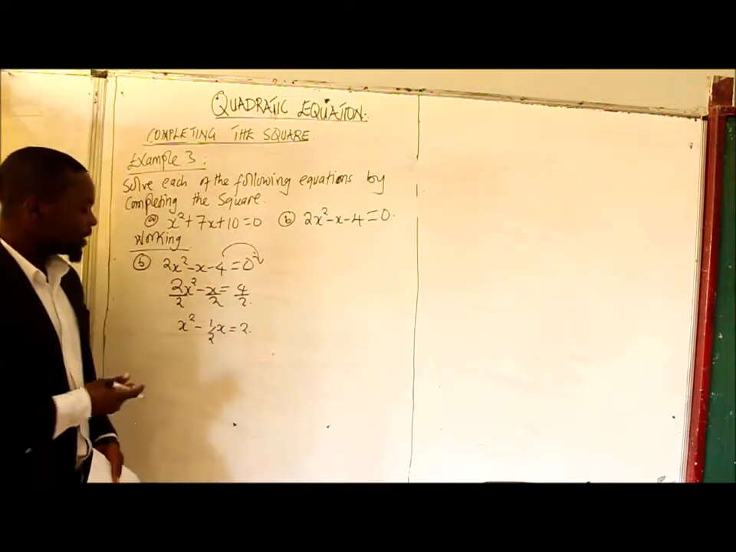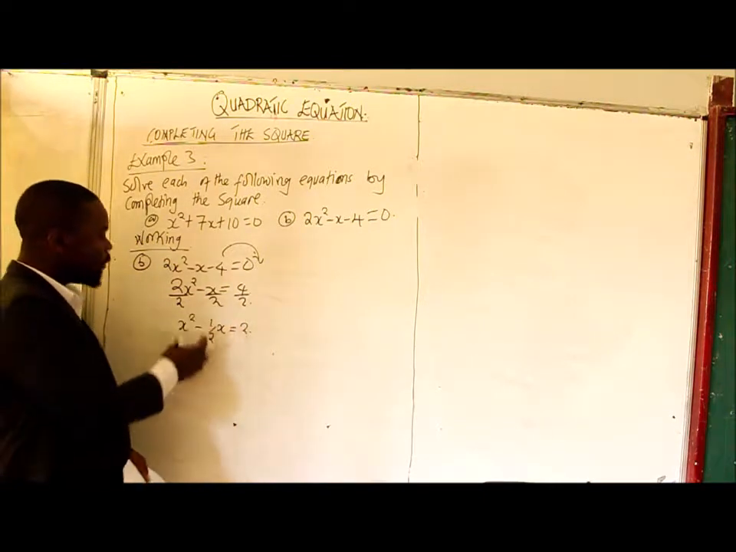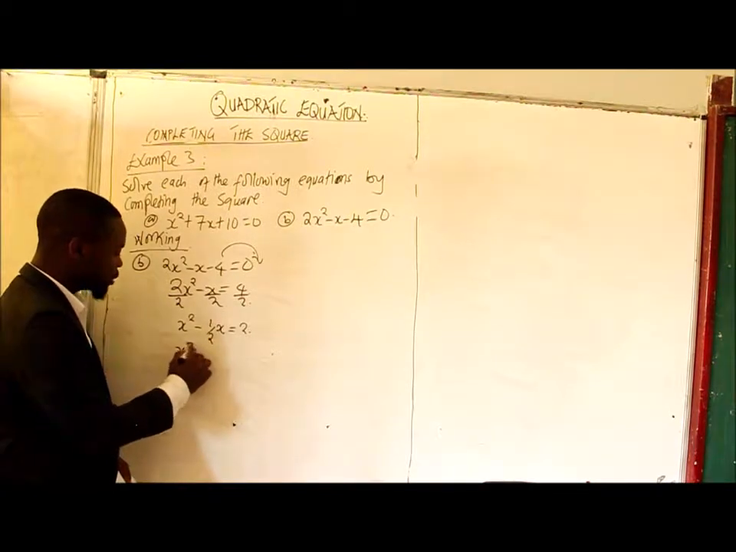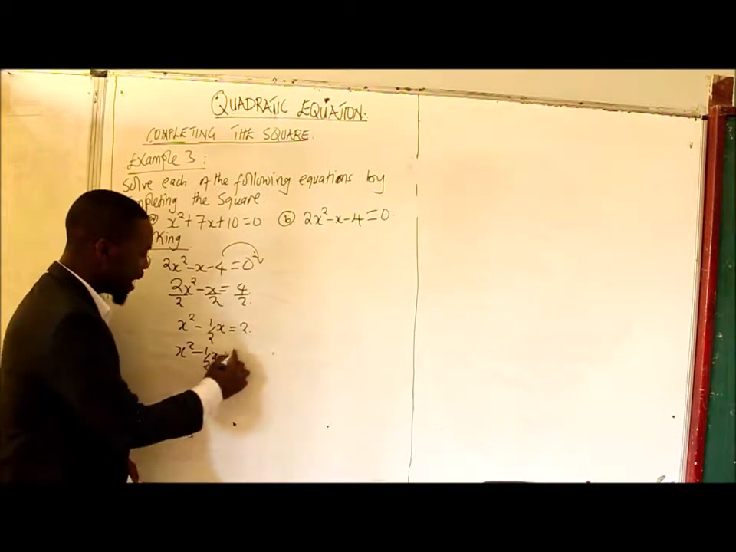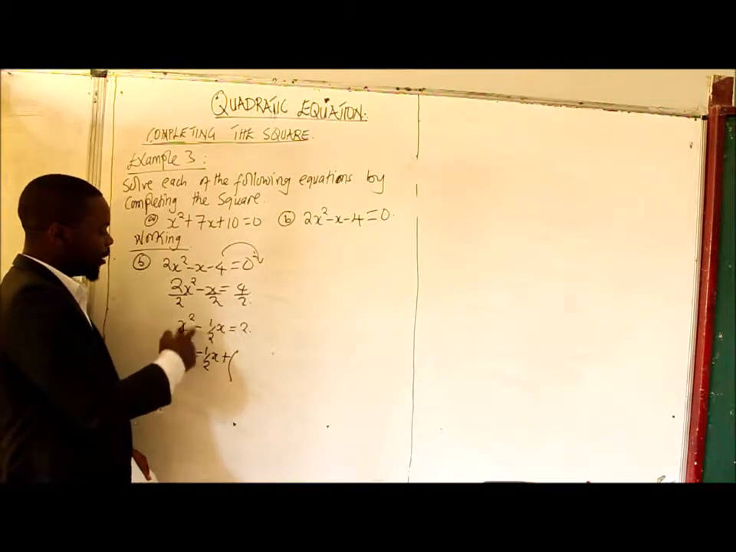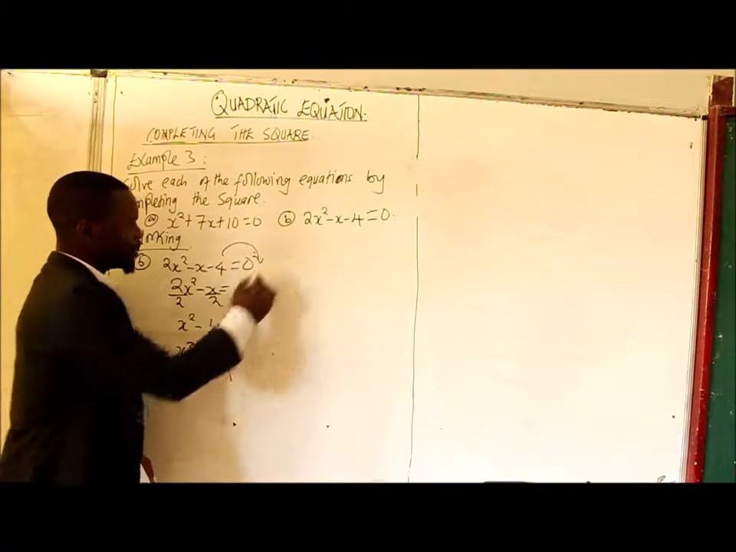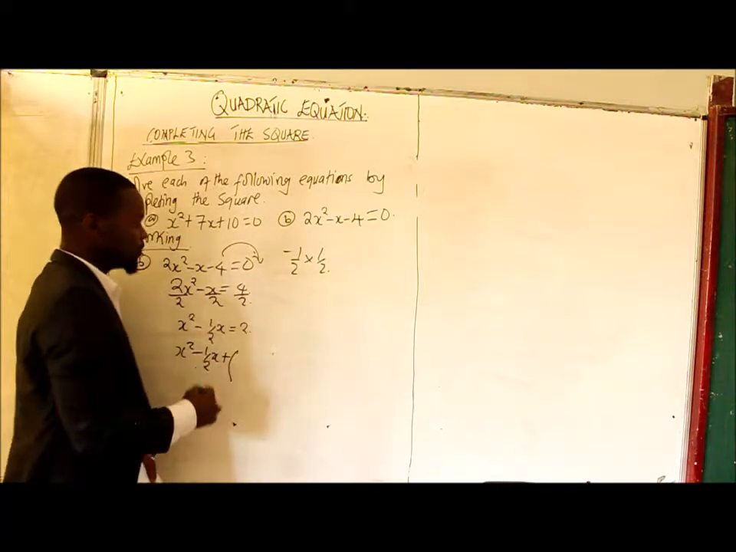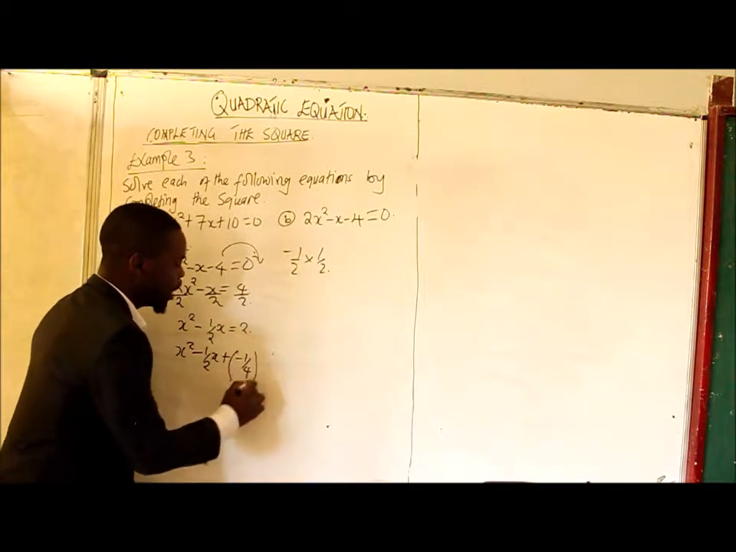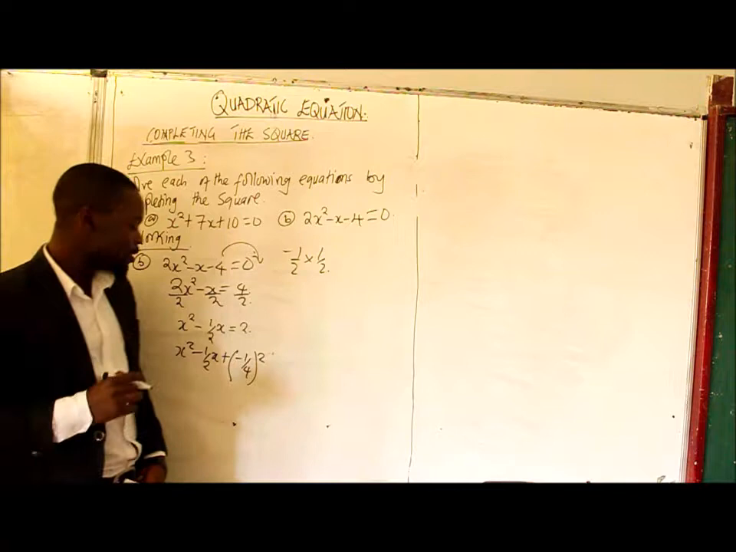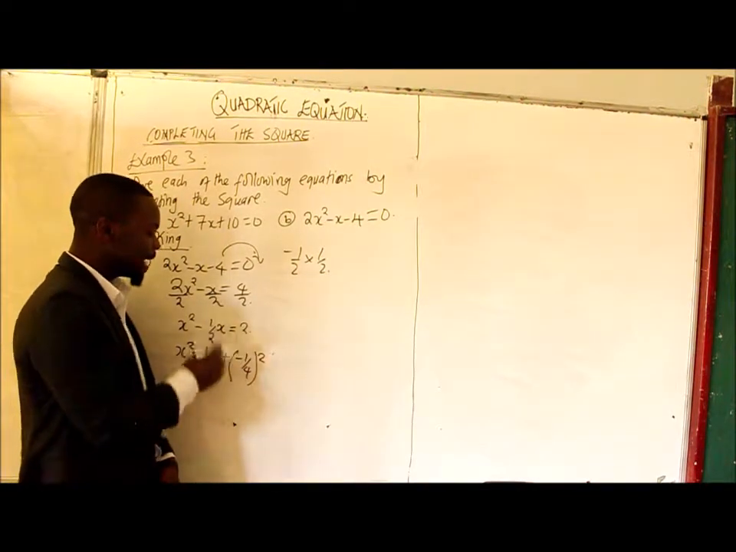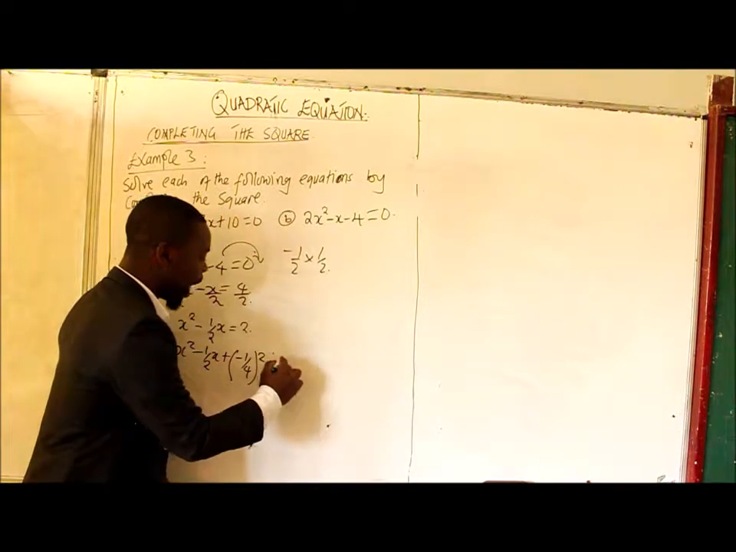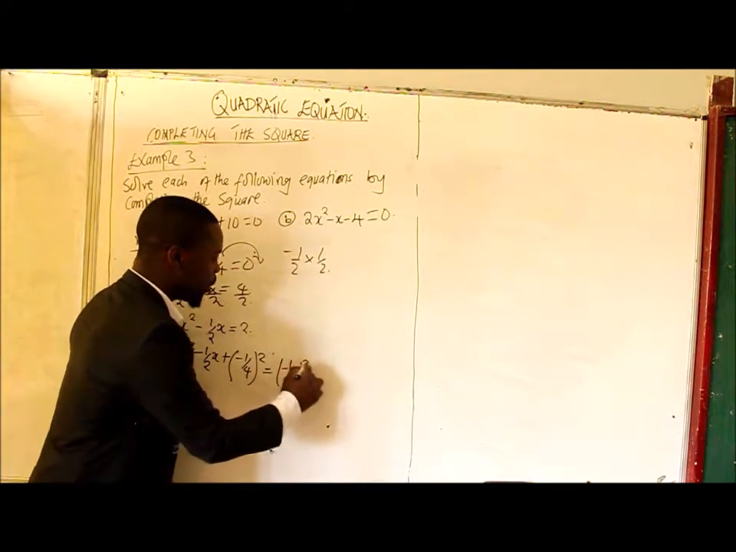Alright, when you reach this stage, find half of what? The coefficient of x. So we're going to have x squared minus 1 over 2x plus half of negative 1 over 2. We have got negative 1 over 2 and then we are looking for half of it, which means we are going to have negative 1 over 4 squared. And I said that whatever you add on the left hand side, make sure that you add it on the right hand side. So we're going to add negative 1 over 4 squared on the right hand side.